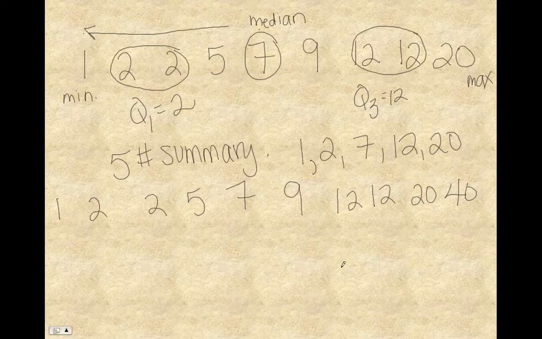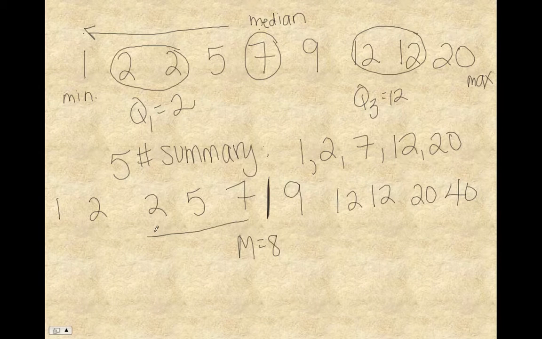Okay. Now I have 10 observations, which means that the median is going to be between observation 5 and observation 6. So 1, 2, 3, 4, 5, 6. The median is going to be right between these two. So I have 7 and I have 9. If I average those together, I get 8. The median is actually equal to 8.